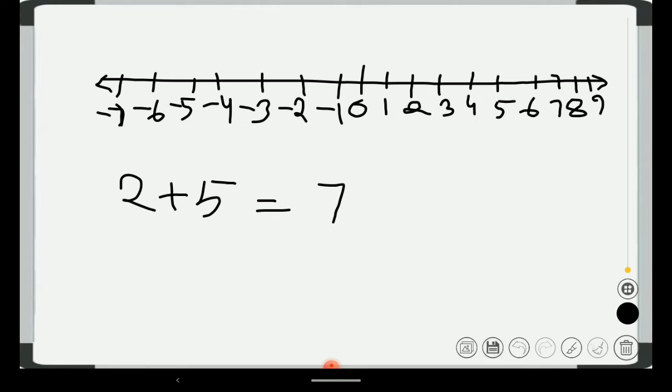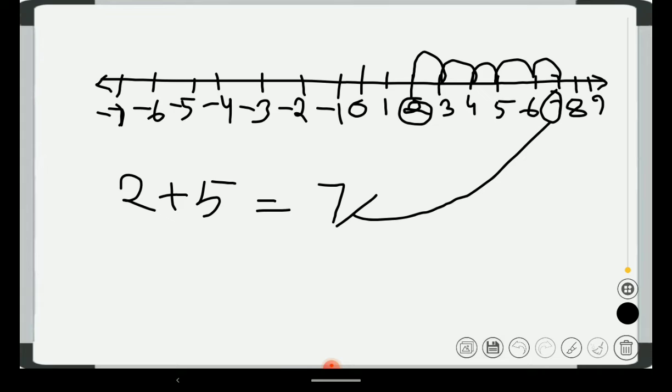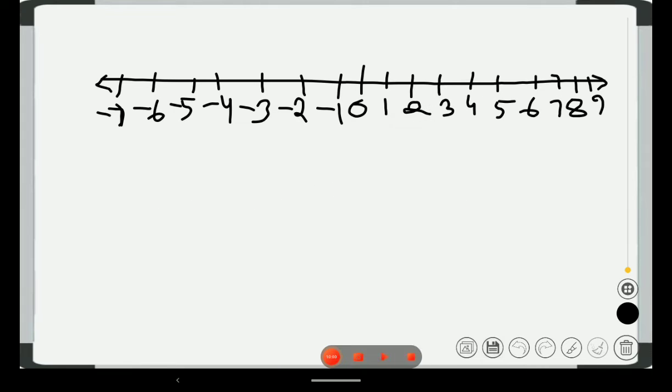Now let's take 2. Now let's jump 1, 2, 3, 4, 5. So I did 5 jumps and I landed on 7, which is the same answer as you can see.